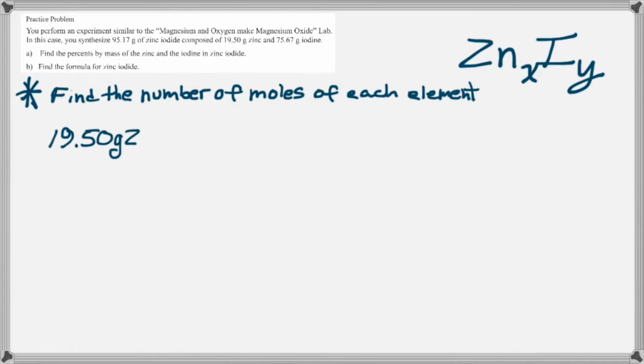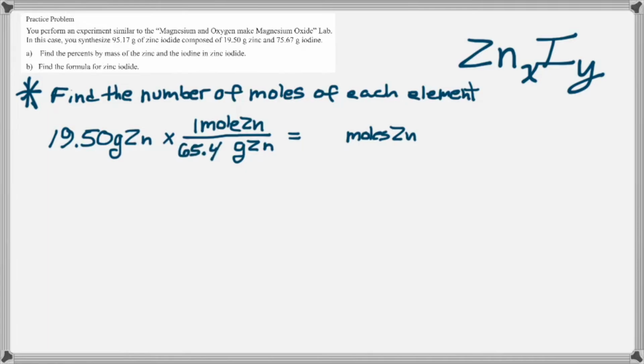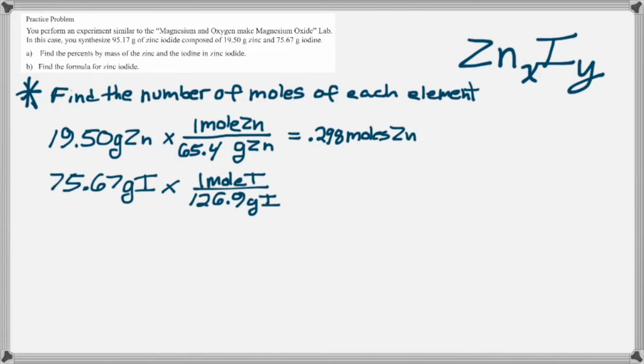So we start with our 19.50 grams of zinc. We'll want to make sure to put grams of zinc in the denominator of our molar mass ratio, and then of course 1 mole of zinc on the top. Then we complete the skeleton by anticipating our final units of moles of zinc. Looking up the value of the molar mass, we put that in and get our result of 0.298 moles of zinc. Next, we'll do the same process to find out how many moles of iodine we have.